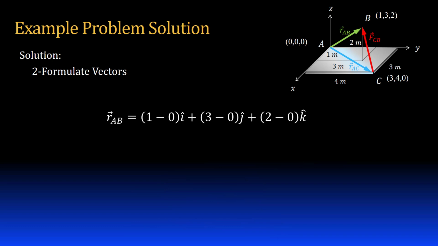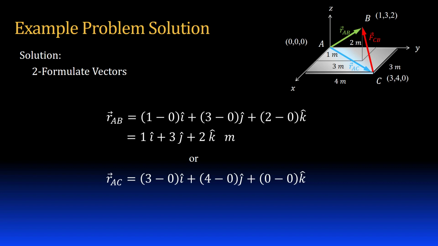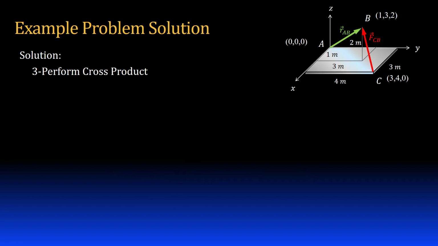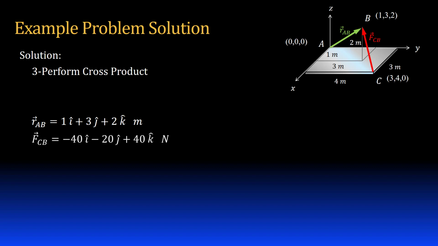Now let's get the position vector RAB. It is simply a position vector, so it is the difference between points B and A. Since point A is the origin, it is just the coordinates of point B. For academic purposes, I will also get the position vector RAC as the difference between points C and A. With the force vector and the position vector, I am now ready to perform the cross product. I will use position vector RAB and will put RAC aside for now.